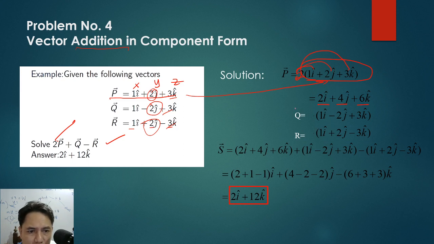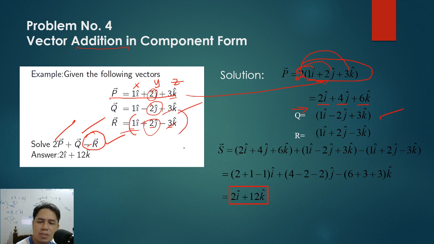What about Q? The vector Q is this here, right? So it doesn't change: 1i minus 2j plus 3k. So we don't have any problem with this. What about the R? The R is like this, so it is preceded by a negative sign. So here, we should precede all this by a negative sign: 1i plus 2j minus 3k. We are going to precede this with a negative sign.